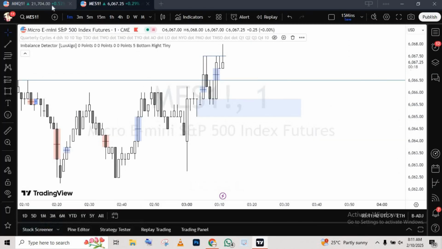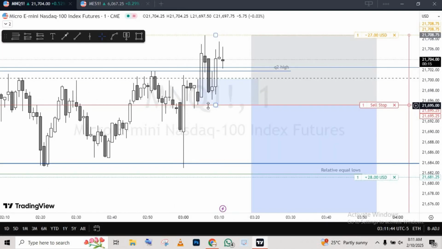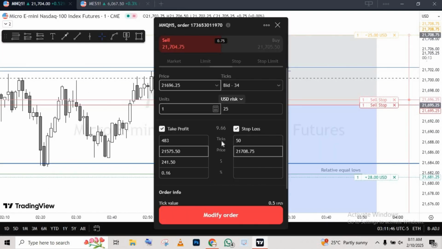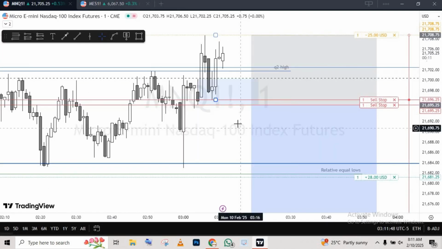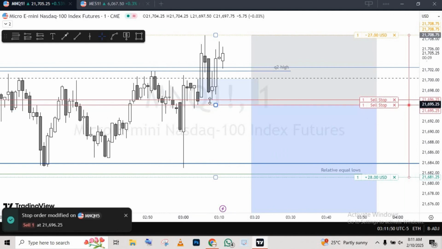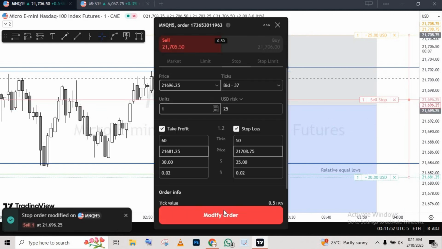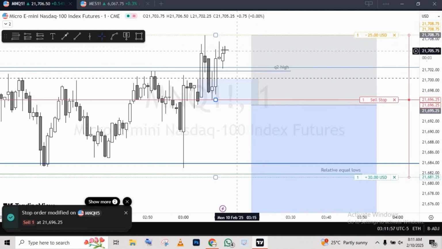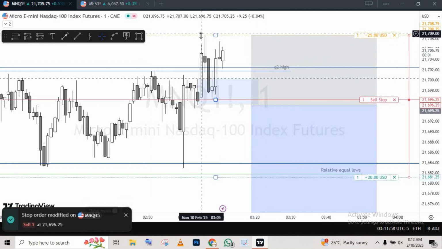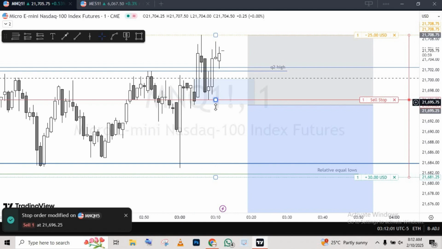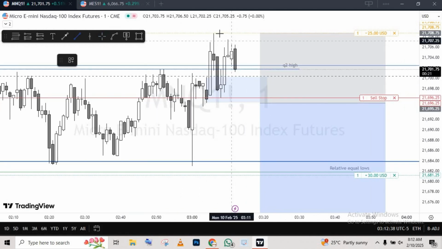ES triggers my alarm, and now let me shrink my order below this low. Modify this below that low. Modify. If NQ goes and triggers that high as well, I will take my orders back below that order block. So let's see. Yeah, so currently this is the SMT that we have.